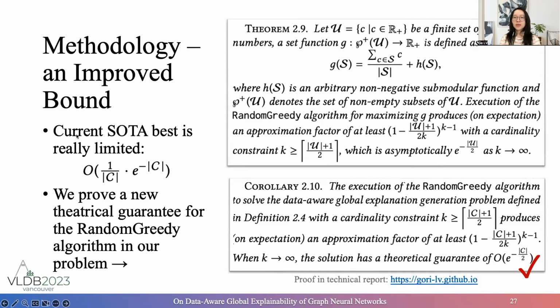The current best bound of the random greedy algorithm on optimizing a weakly submodular function in our problem is shown here, where C is the candidate space, namely the set of subgraphs mined from the training data. The guarantee is rather weak because the candidate space is usually very large, while our objective function has a particular structure with one component as weakly submodular and all the others as submodular. Based on this, we derive an improved bound for applying random greedy in our problem, and we welcome you to check out the proof in our paper or technical report for this theorem. We hope you find it useful because it is universal for a set function like this, not just restricted to our problem.